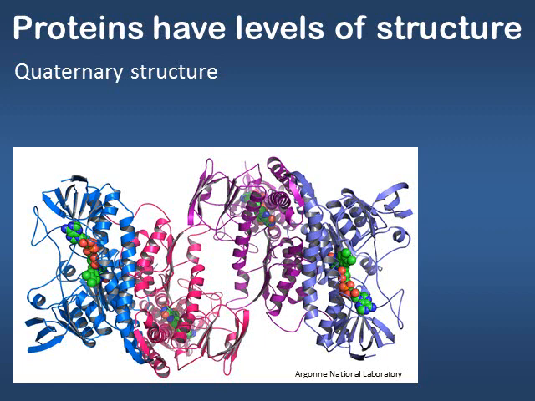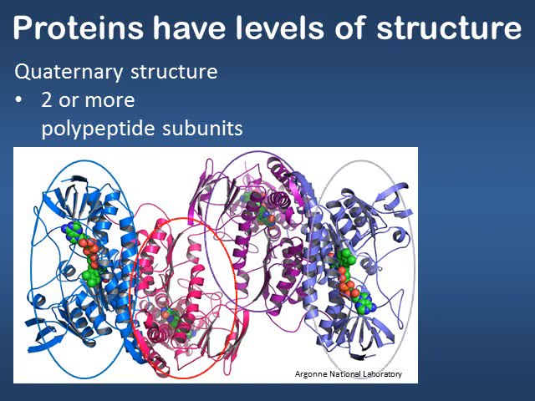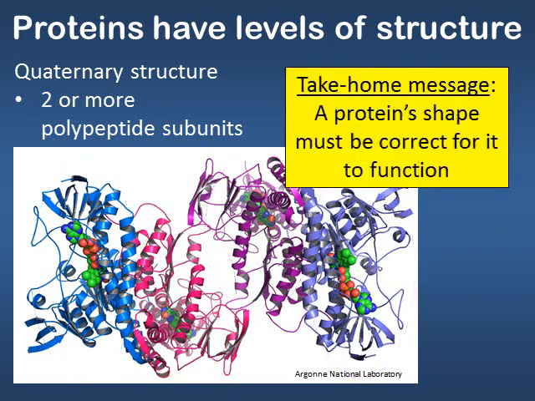And then finally, the fourth and highest level of structure, the quaternary structure, again shown here by that enzyme we saw at the beginning of the video. This is when two or more of these polypeptide subunits are interacting. So here we can see 1, 2, 3, and 4 different polypeptides that have all come together and interacted in such a way as to give a large structure overall. Now the take-home message of all of these structural levels and all of this folding that we see is that a protein's shape has to be correct for it to function properly. And we're going to see that specifically with enzymes in the next video.